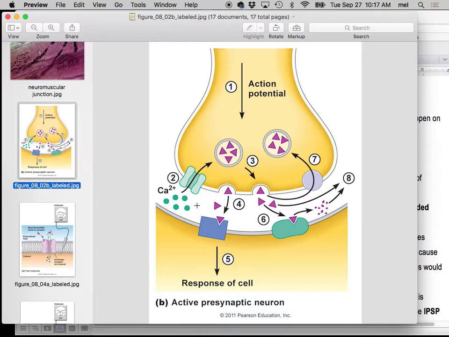Although, conceptually, you don't always want to turn on the next cell. Sometimes you want to turn it off, or turn it down. So we'll talk about how that occurs in just a second.